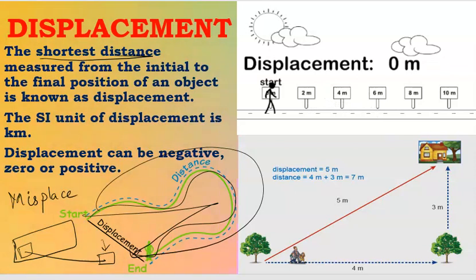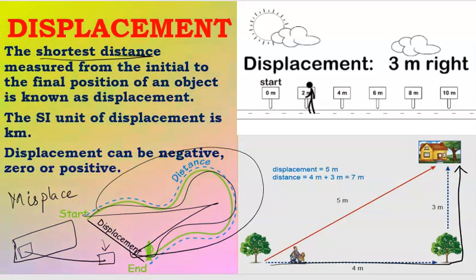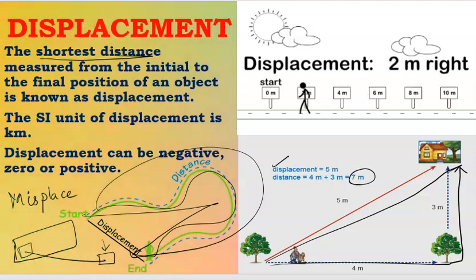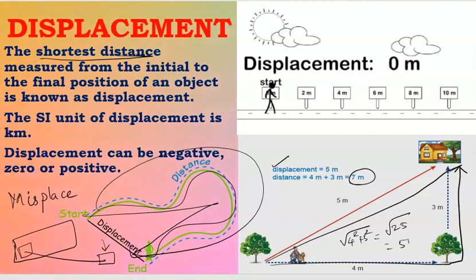Here we see that this person is going to travel 4 meters this way and then 3 meters this way. So distance will be what? 4 meter plus 3 meter, which will be 7 meter. But when you want to calculate the displacement, this will be the shortest distance. The shortest distance you can calculate from the Pythagoras theorem, which will be root of 4 square plus 3 square. So you will get root 25, which will be 5 meter.